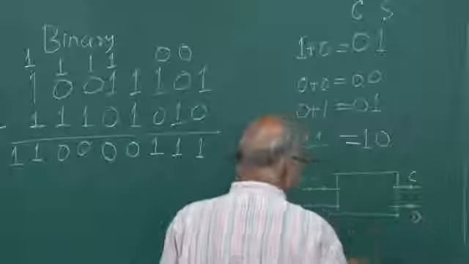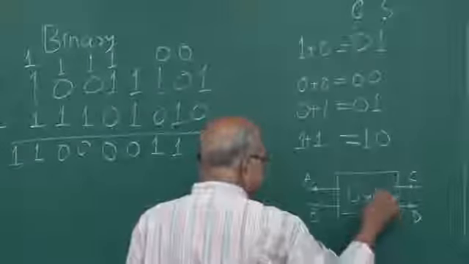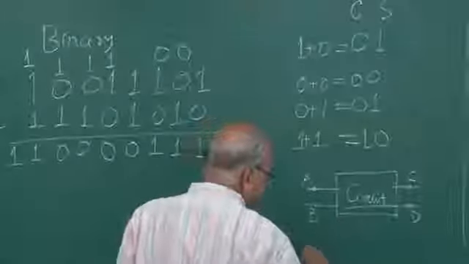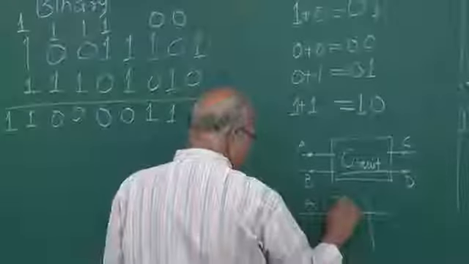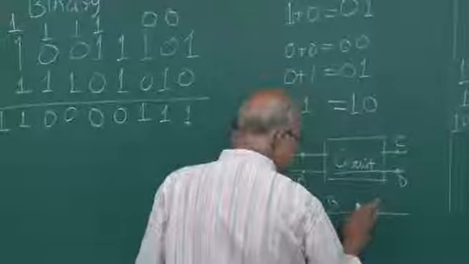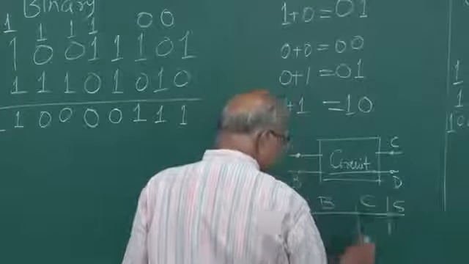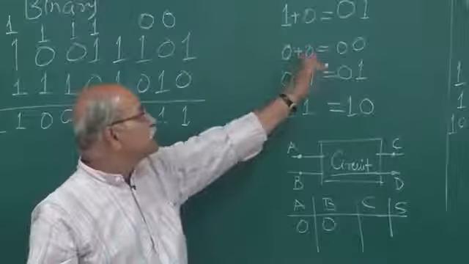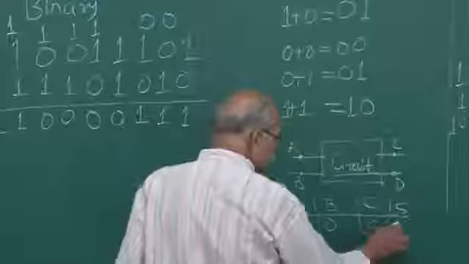C and D, and then this is some kind of digital circuit, and the circuit should be such that if I write A here, B here, and let me write C here and S here. Okay. So if this is 0 0, I should get 0 carry and 0 sum. So it should be 0 and 0.